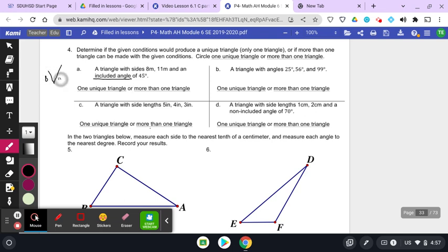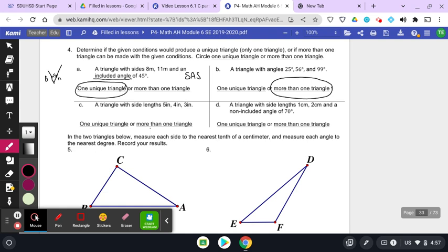So we have an 8, 11, and a 45. That means there's only going to be one way to do that triangle. I recognize that I have side, included angle, side. The next one, a triangle with angle, angle, angle. Well, I know that's going to be more than one triangle because I can make triangles that are larger and larger and larger but still have that same angle measurement. So look at C and D, pause the video, and try C and D, and then turn it back on when you're ready.